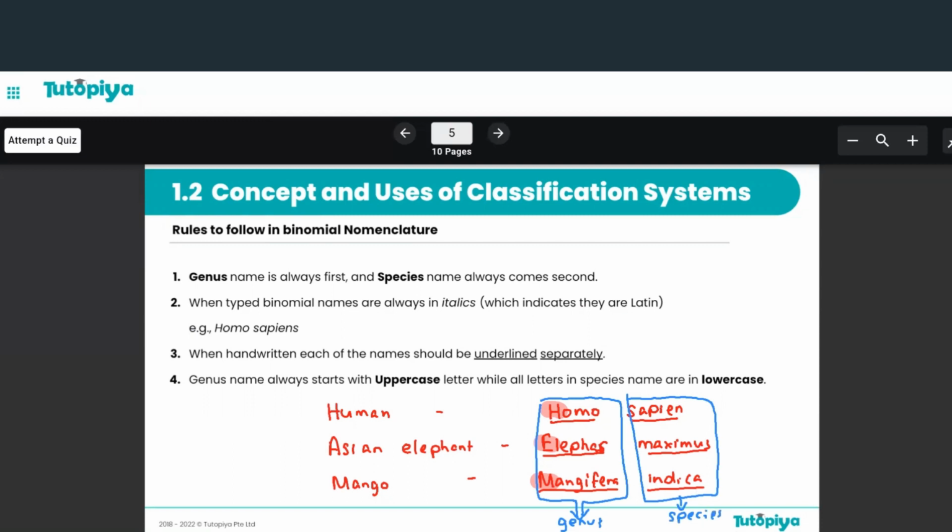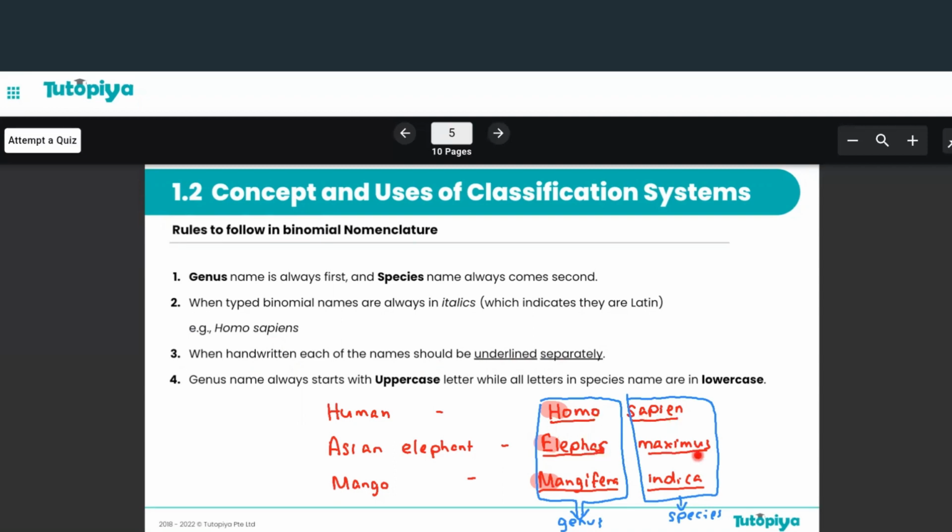Rule number 2, when typed, binomial names are always in italics. If you happen to type these names out, you need to make sure that they are italicized, like you can see over here. Then rule number 3, when handwritten, each of these names should be underlined separately. That's exactly what I did over here. I was writing them down, so I underlined each name separately.